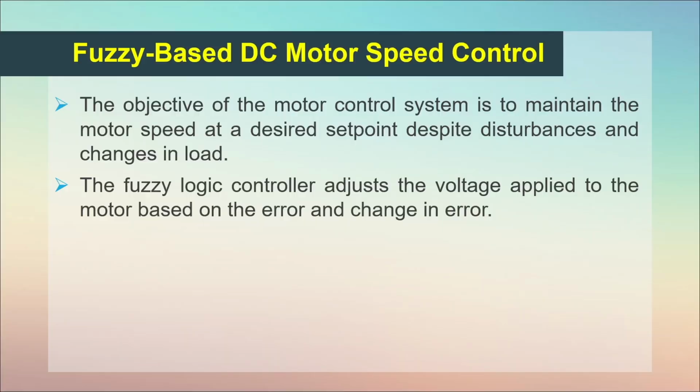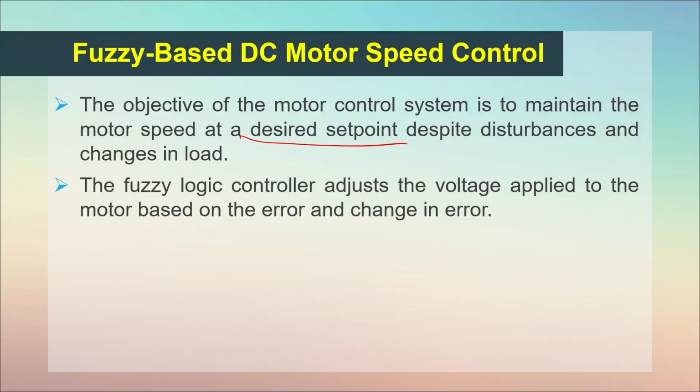So the objective of the motor control system, what is this objective? Our objective is that the motor speed has to be maintained based on a set point value, the desired set point. According to the desired set point value, the speed of the motor has to be maintained, even when you face some disturbances or any changes in the load. The motor speed should be maintained based on the desired set point value.